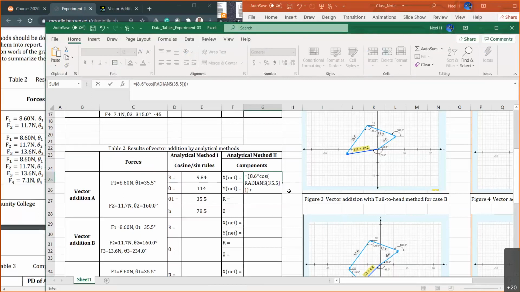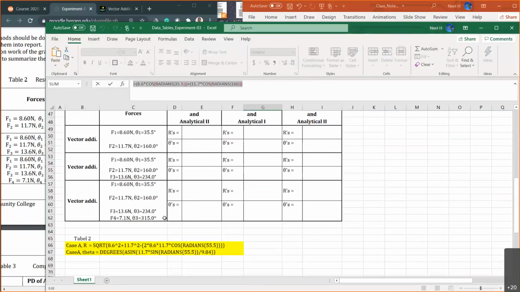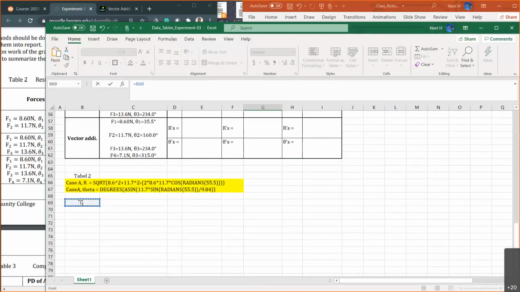Okay, then plus, open brackets. Then I need f2 cosine theta, 11.7 multiplied by cosine, open brackets, radians, and the angle going to be 160, close brackets again, close outer brackets. Hit enter. Now that is our x component. You can see I'm adding both vectors, but my answer is negative. Reason: my second vector is larger in the negative direction. So this is still case A.